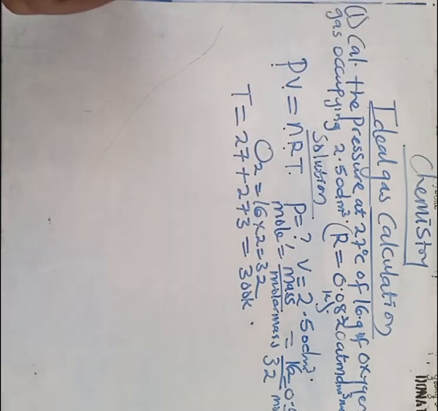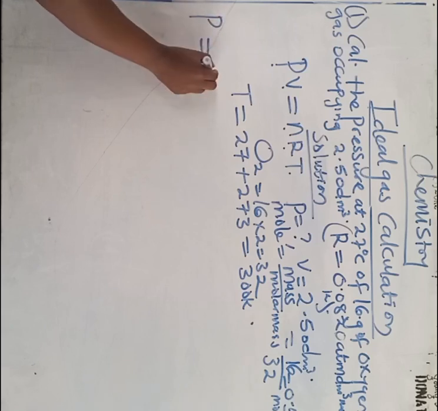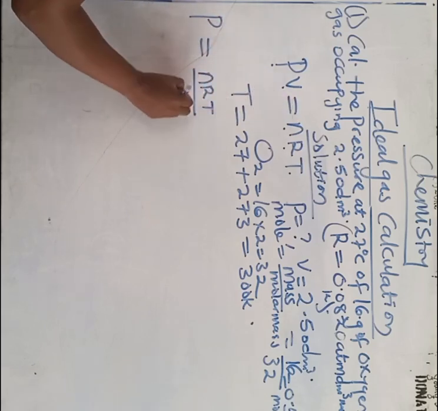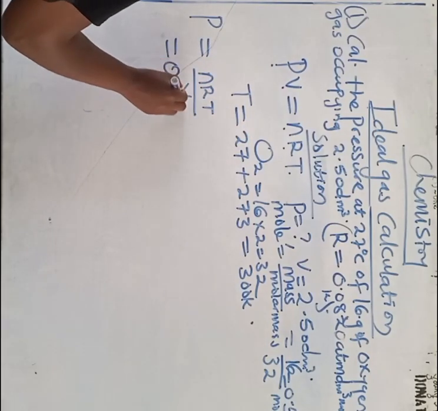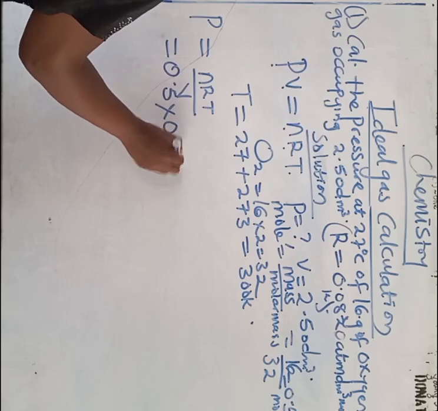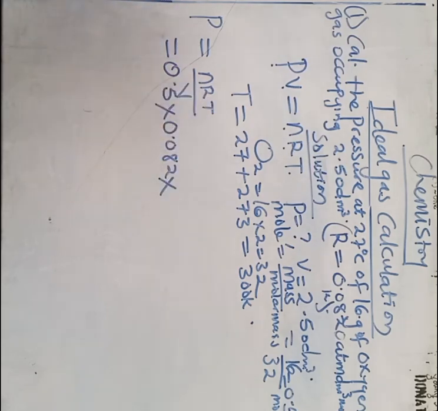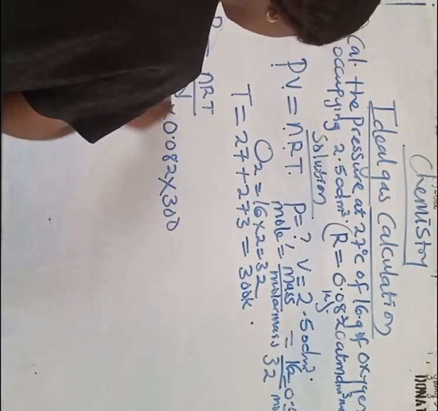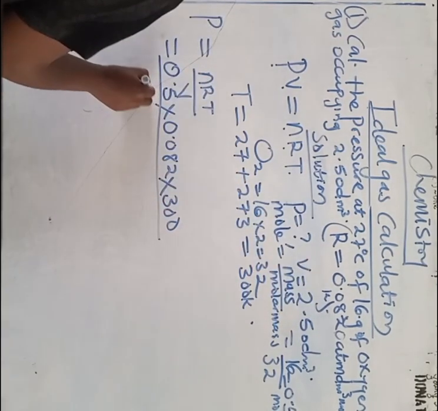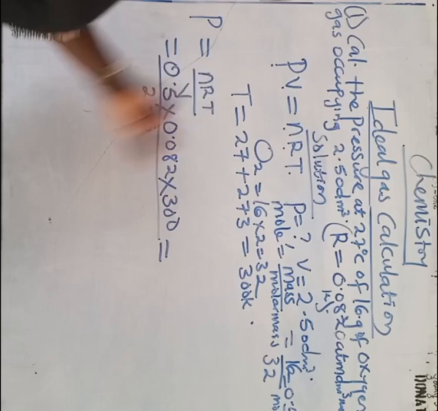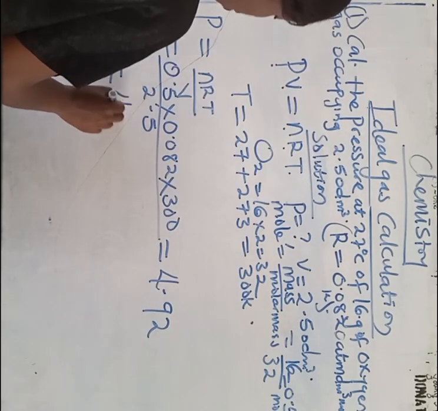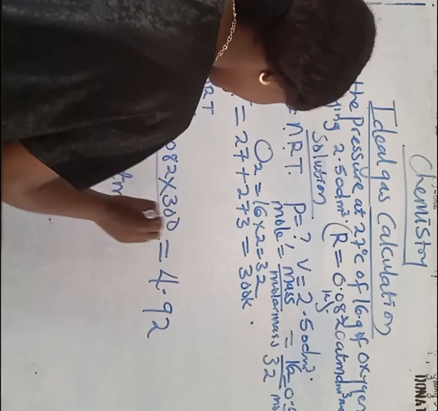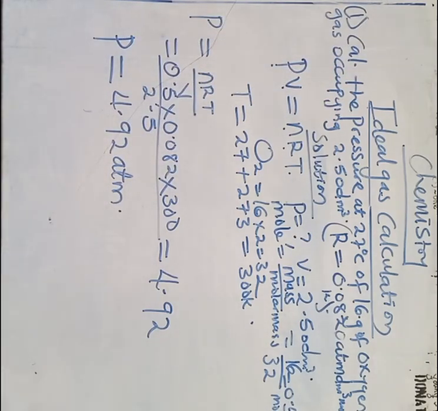So now let's proceed. We are going to make P the subject of the formula. So P is going to be nRT over volume. Yes, so now we can substitute our values. My n is 0.5 multiplied by R, 0.082, multiplied by my temperature, which is 300, divided by my volume, 2.5 dm cube. So in all, at the end of the day, I'm expected to have 4.92. You can confirm this. So my pressure is 4.92 atm, atmospheric pressure. So we have been able to calculate the pressure using the ideal gas formula.